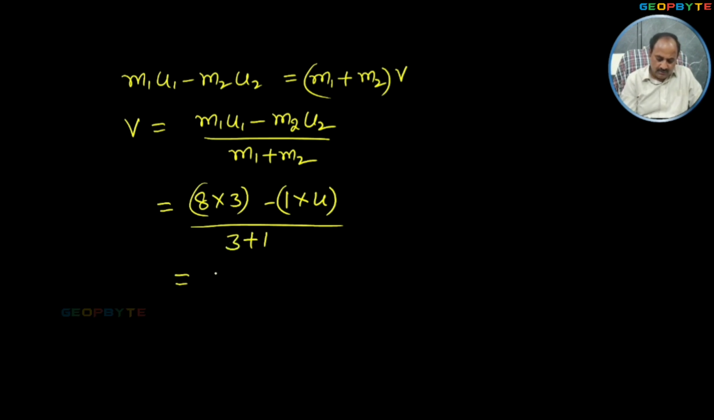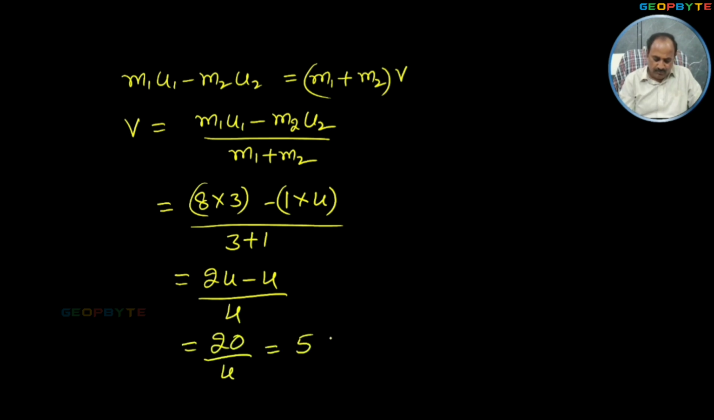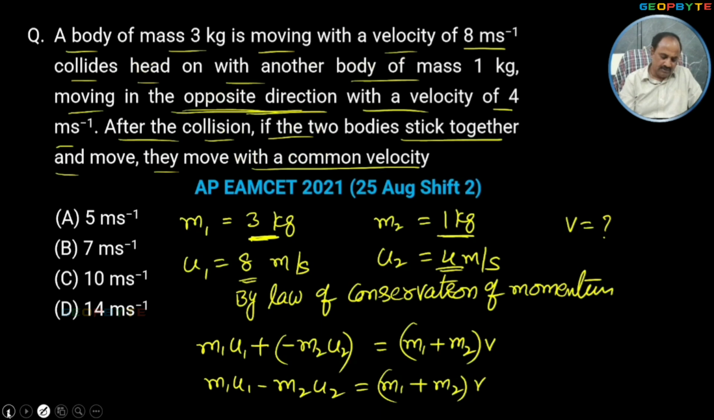Then 24 minus 4 divided by 4. It is equal to 20 divided by 4 equal to 5 meter per second. With that velocity, both are moving as a single body. Look at option A. Option A is absolutely correct. Understood clearly? Yes.